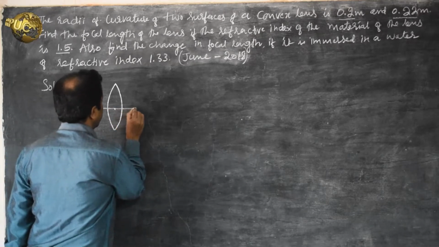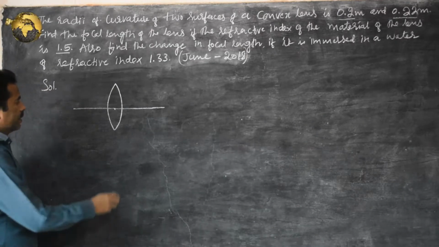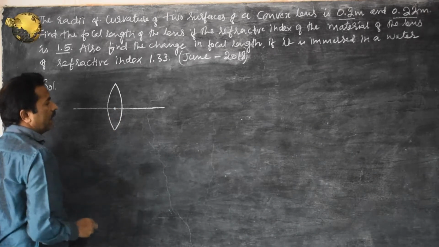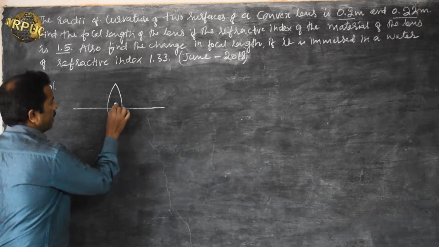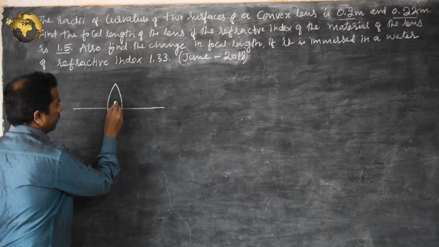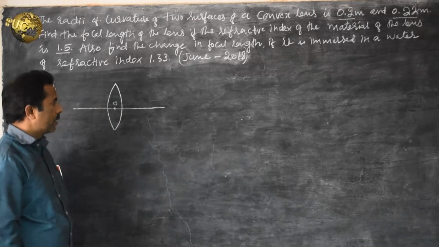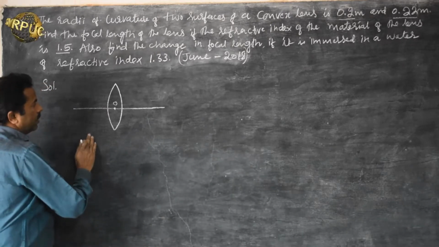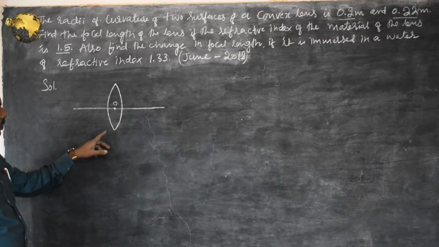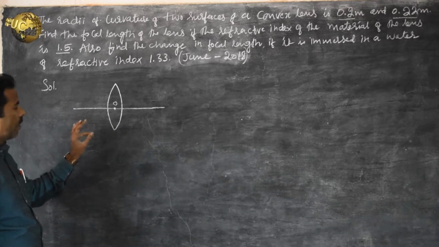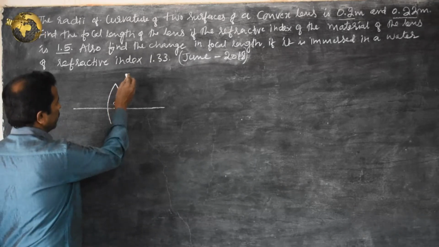And this is the principal axis. The line that passes through the optical center of a lens is called the principal axis, and the center of the lens system is called the optical center. O is the optical center. So here we have two surfaces of radii of curvature R1 and R2. Here there are two surfaces.